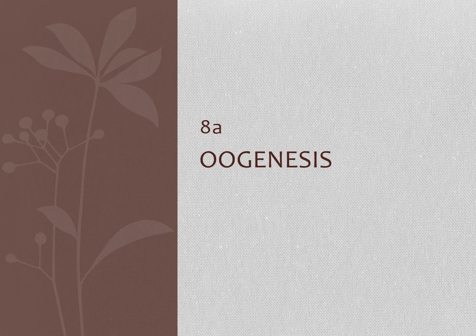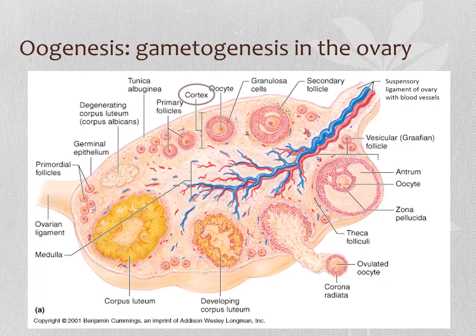So for 8A, we're going to talk about oogenesis specifically, which is gametogenesis for oocytes, creating the gametes, the sex cells in the female reproductive tract, which are called oocytes or egg cells. The first thing to remember is this is going to happen in the ovary. The ovary is the female gonad. That's where we are going to make the gametes. Remember, gonads have two jobs, to make gametes and to make sex hormones. So our gametes in this case are the oocytes.